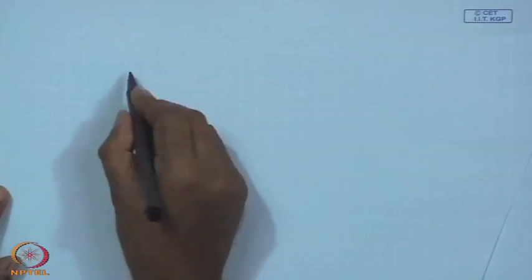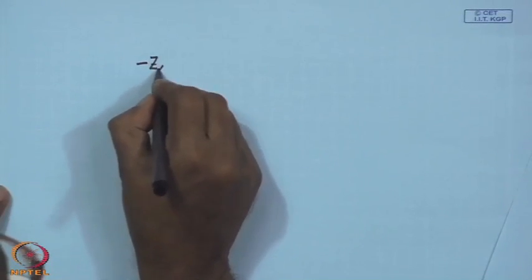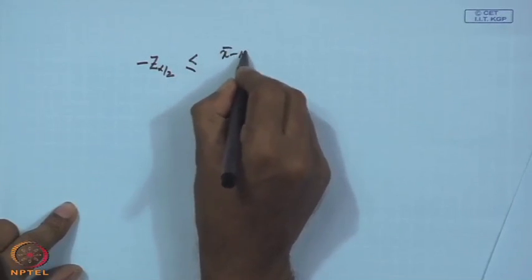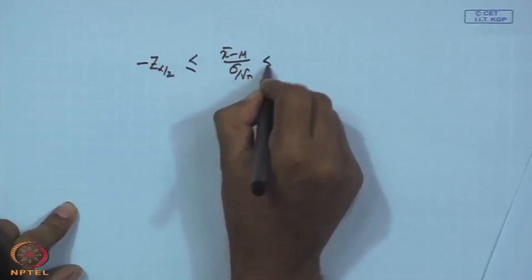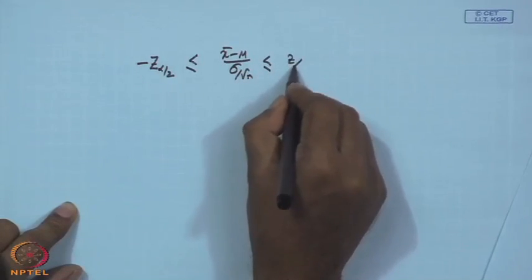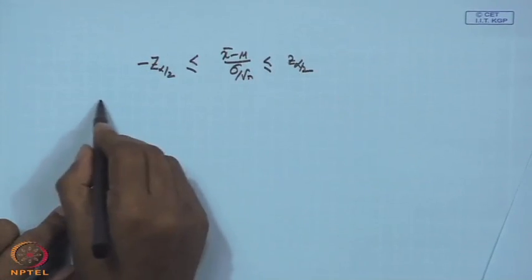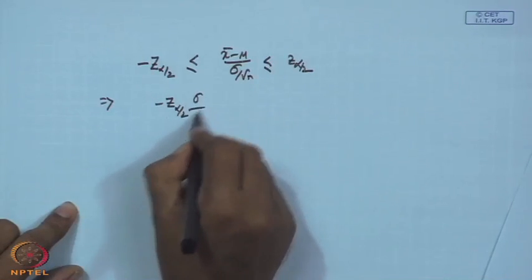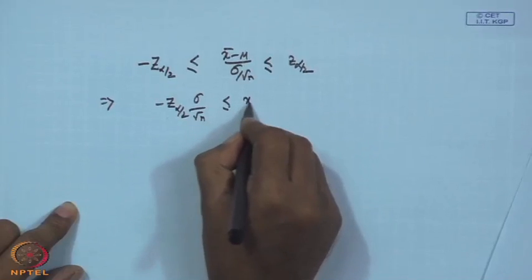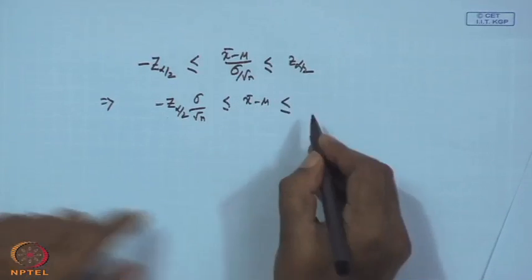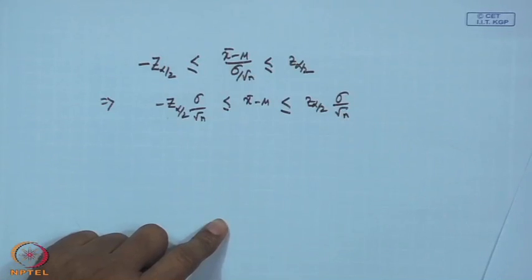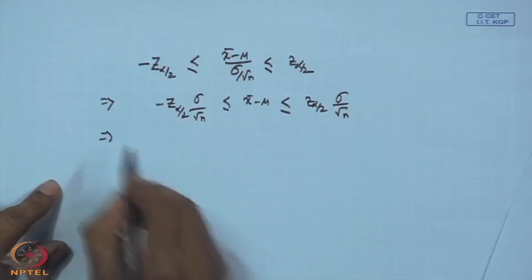So, then mathematically what is happening here? Mathematically, my L is minus z alpha by 2, and this will be less than equal to x bar minus mu by sigma by root n, less than equal to plus z alpha by 2. Now, if you rearrange this, what are you getting? Z alpha by 2 sigma by root n less than equal to x bar minus mu less than equal to z alpha by 2 sigma by root n. Then again we will manipulate this.